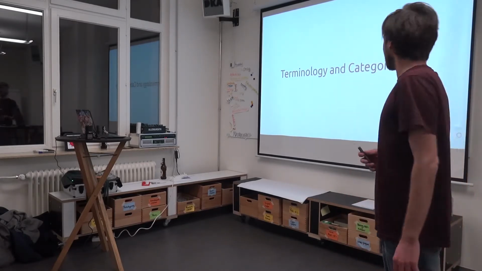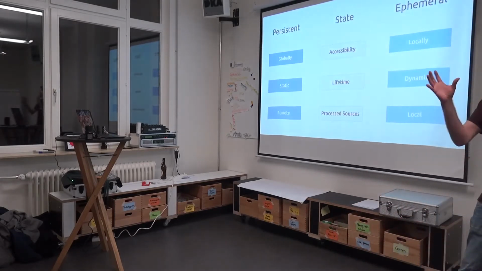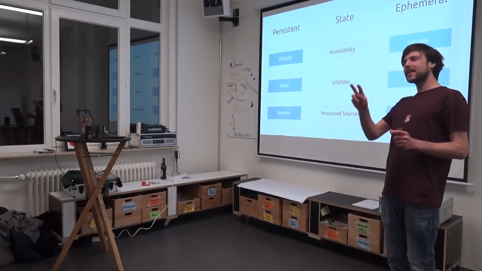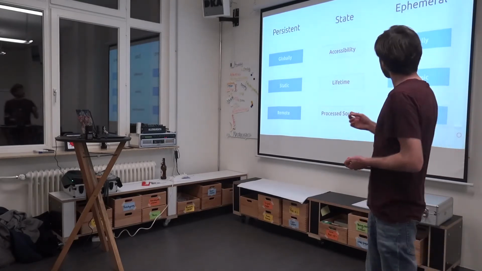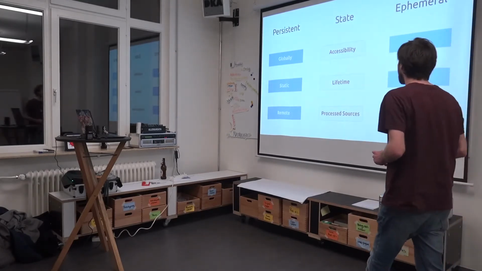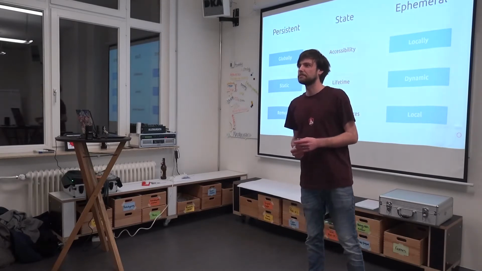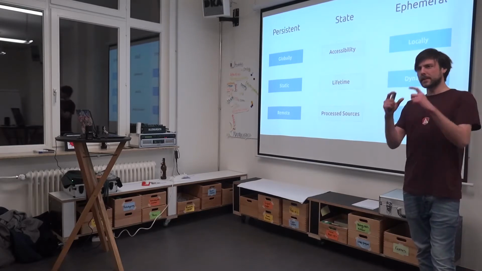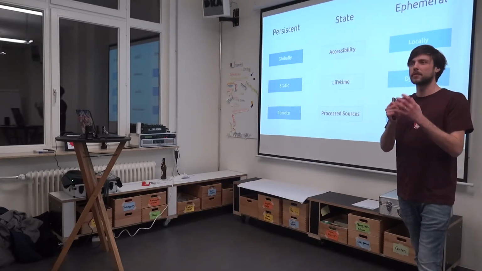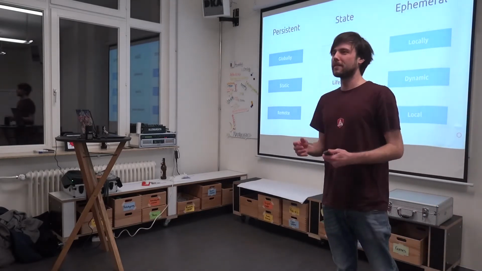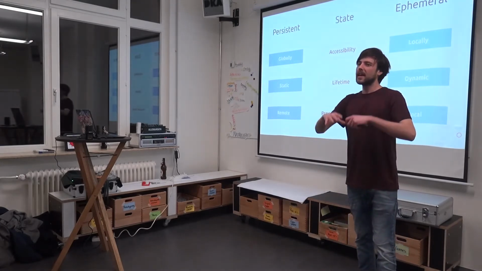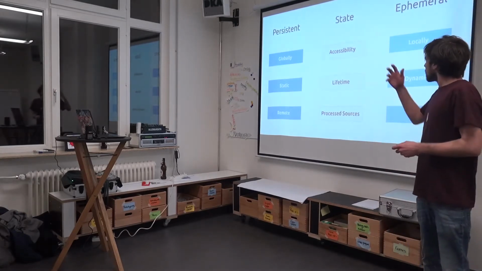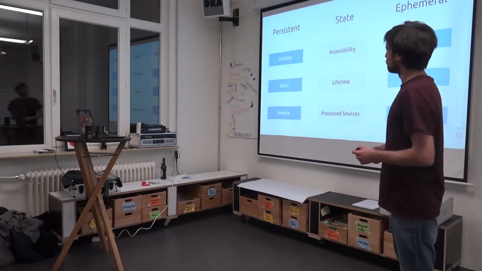Terminology and categories. How can you divide persistent and local state? I ask three questions. I ask about accessibility, lifetime, and the processed sources. What does accessibility mean? This means that a certain part, some data in your application, is globally available. Every component can reach it. Every module, every service can just reach it and do something with it.